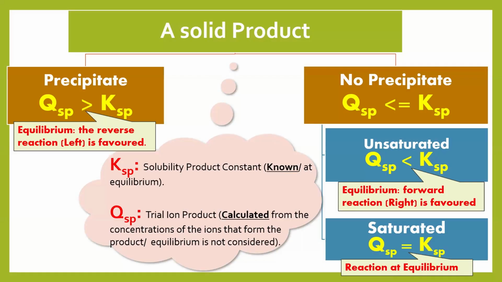The Qsp is a trial ion product. This is calculated from the concentrations of the ions that form the product. And in this case, equilibrium is not considered. Very important notes to consider if you are solving problems of precipitate prediction.